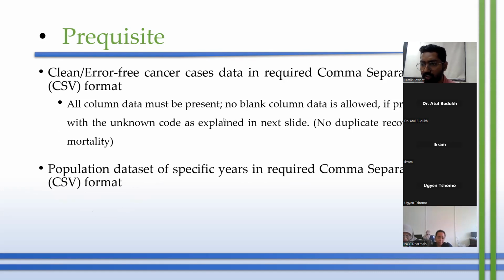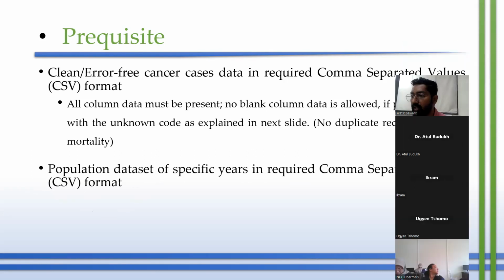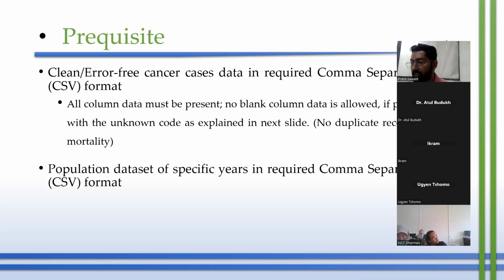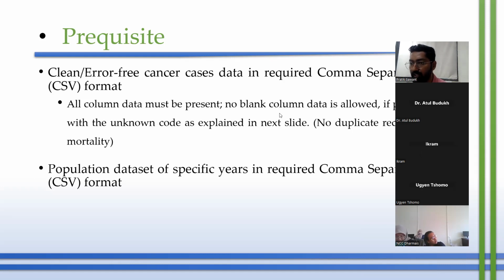Also, I mentioned that all column data must be present. No blank data is allowed. If present, then edit with the unknown code as explained in the next slide. Also, no duplicate records, also for mortality. We will see what those scenarios are. But first, I think we are clear on what is required to use the Nirmiti application: first is the cancer cases data in the required format, and the population data set of a specific year in the required format.